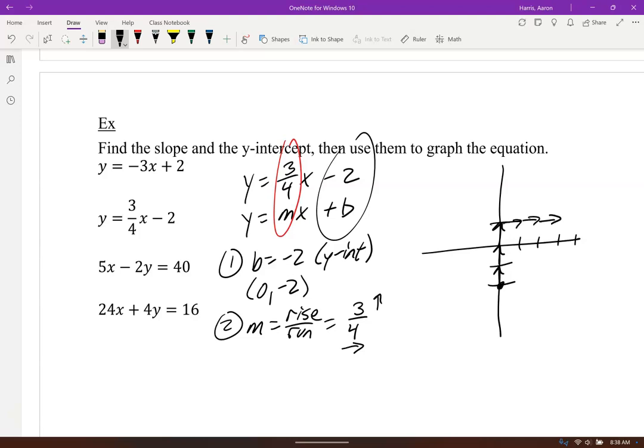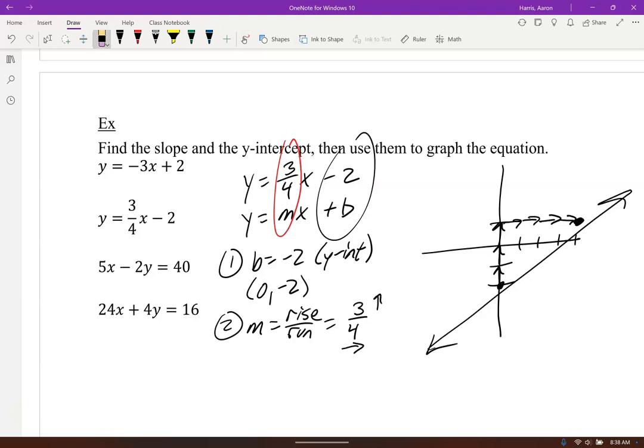1, 2, 3, 4, and I'm going to put a dot. And I'm going to graph it, and I'm going to miss both points accidentally. But there you can see y equals 3/4 x minus 2.